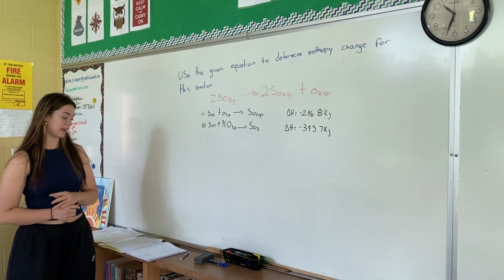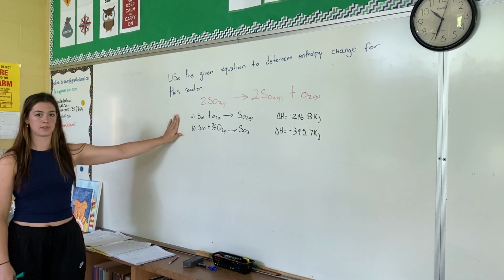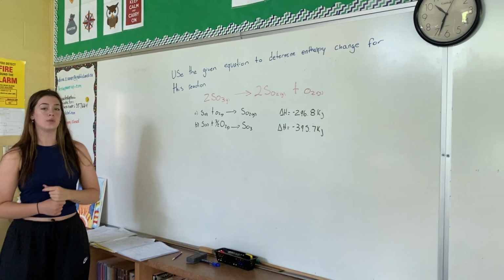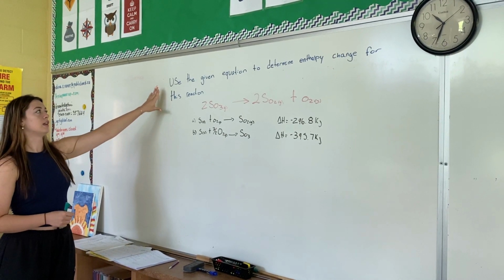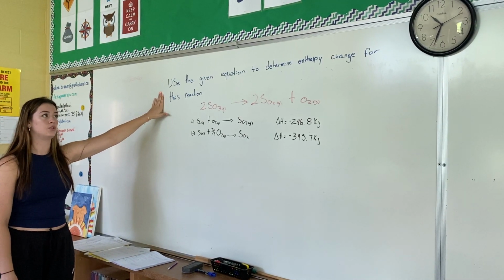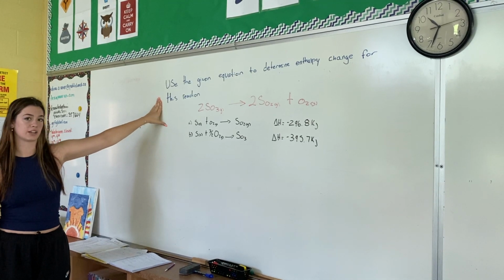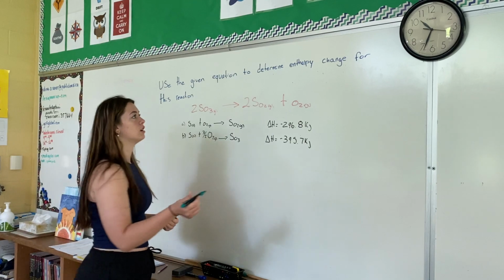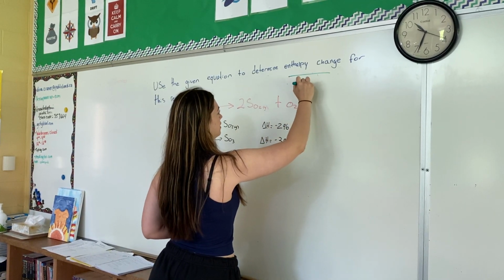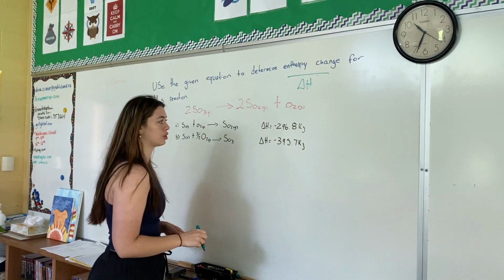Today we're going to be doing a Hess's Law question. So we're going to be working on Unit 3, Question 3. Our question is, use the given equation to determine the enthalpy change for this reaction. So let's start. What is enthalpy change? Our overall enthalpy change is going to be our delta H.